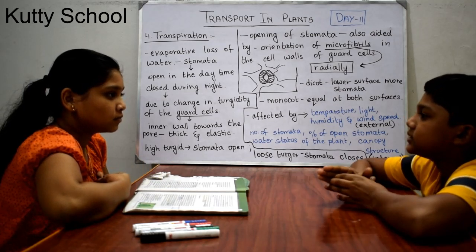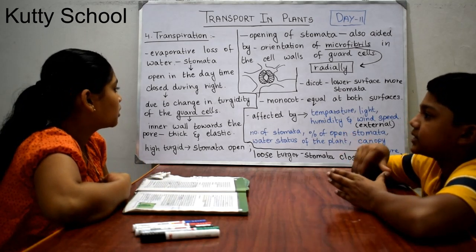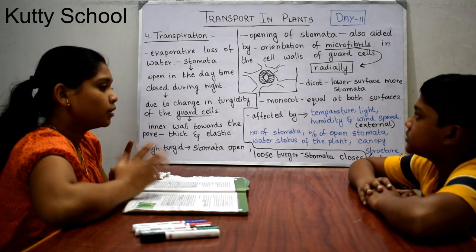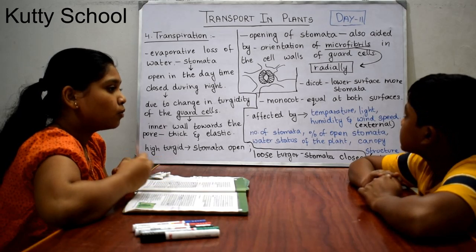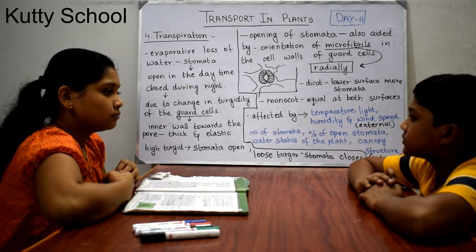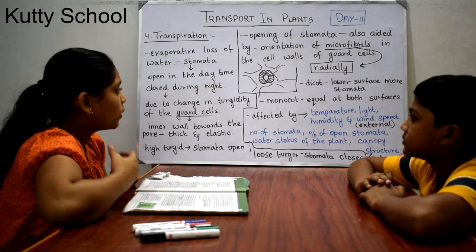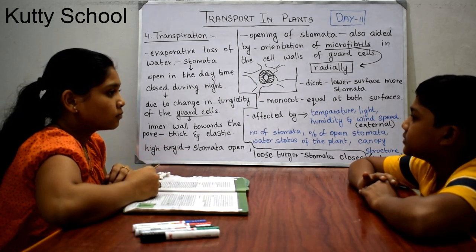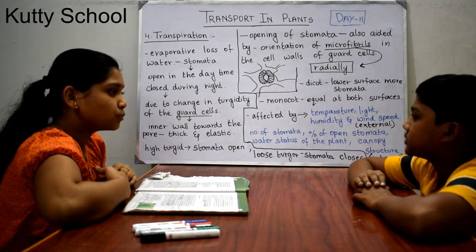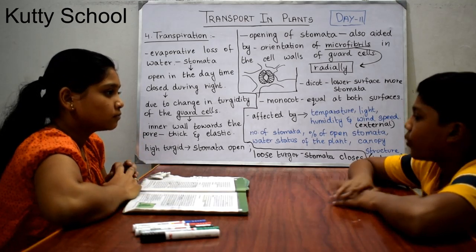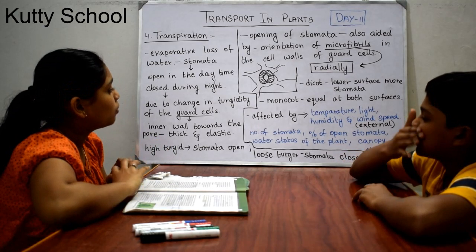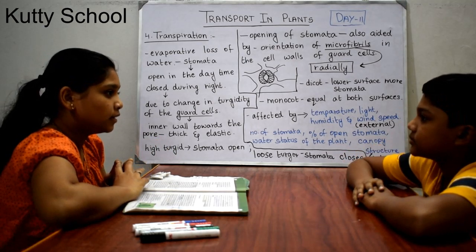Guard cells, like a bean-like structure. These guard cells open and close the stomata. Why do these guard cells open and close? Because of transpiration. The water should not evaporate all the time, because of the water content in the guard cells.